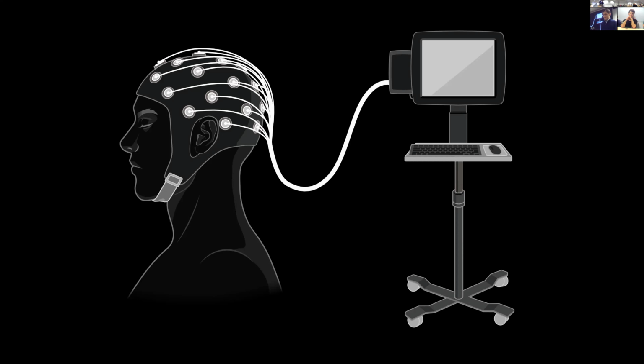This technique is relatively simple. In fact, it's been done for 100 years. It was in 1924 that the very first EEG signals were recorded by a man called Hans Berger. He saw a rhythmic fluctuation at about 10 hertz, which is now called the alpha rhythm.